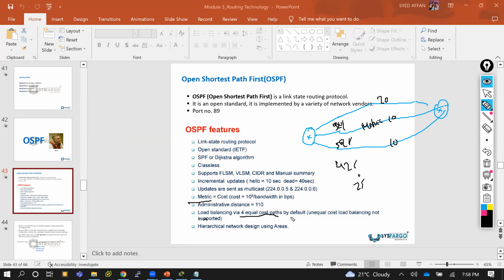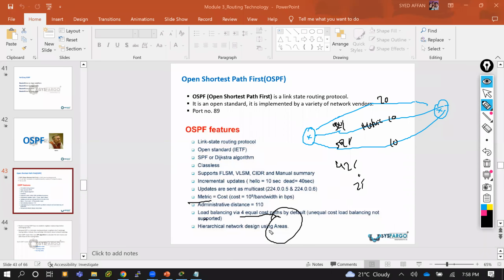And hierarchical network design using areas. Whenever you implement OSPF, without an area it's not possible to implement it. Areas are mandatory and must be configured. There are multiple areas. Area 0 is the backbone area. Without area 0 it's not possible to implement. Area 0 is also the default area.